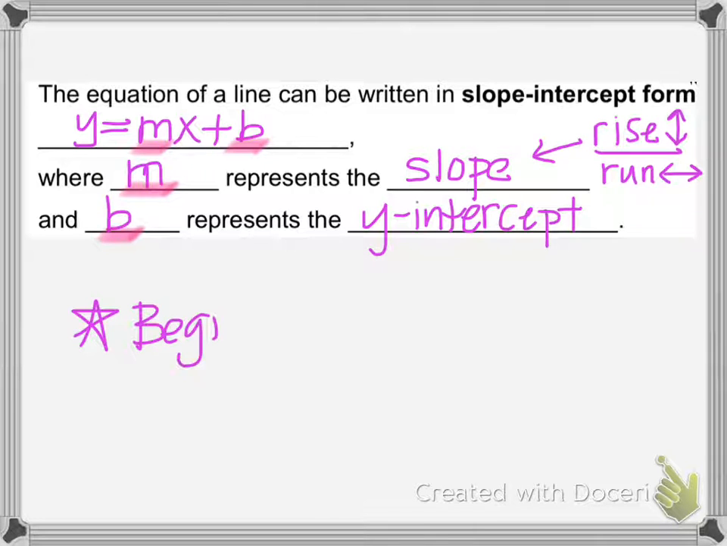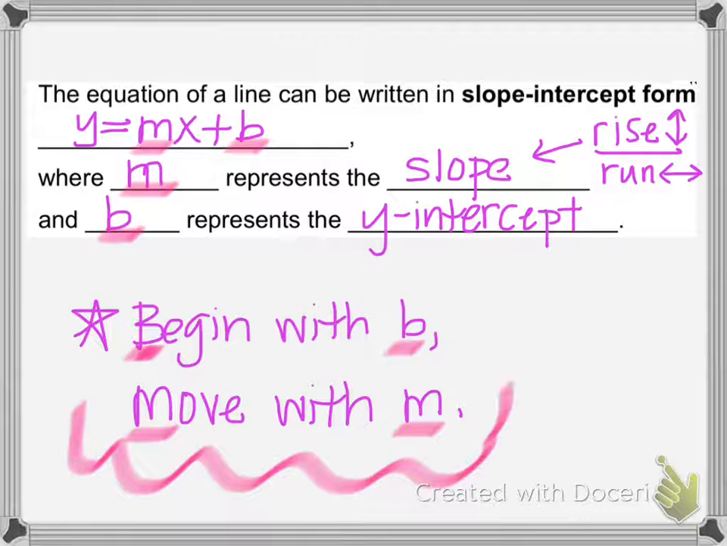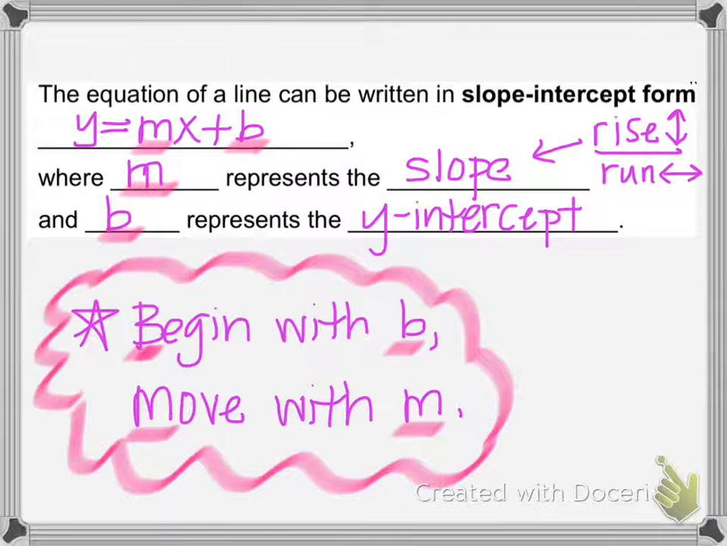begin with b, the y-intercept, and then you're going to move with m, the slope. So we're going to begin with b and move with m. And if you remember that, that will help you when you're trying to graph these linear functions from the equation in slope-intercept form.